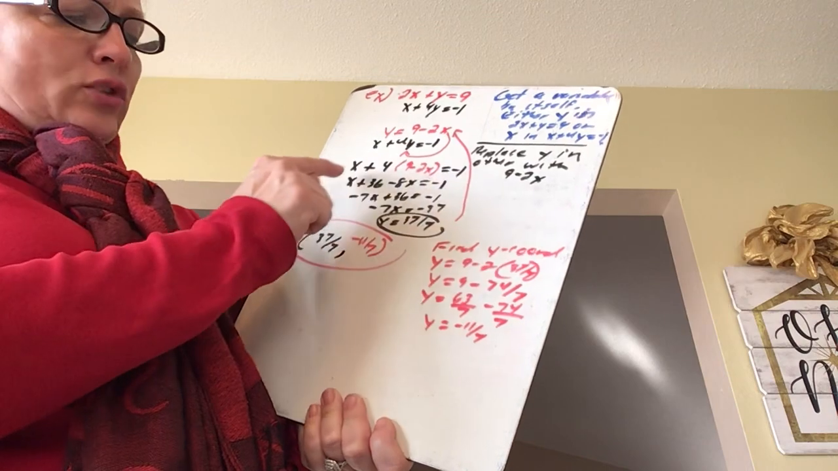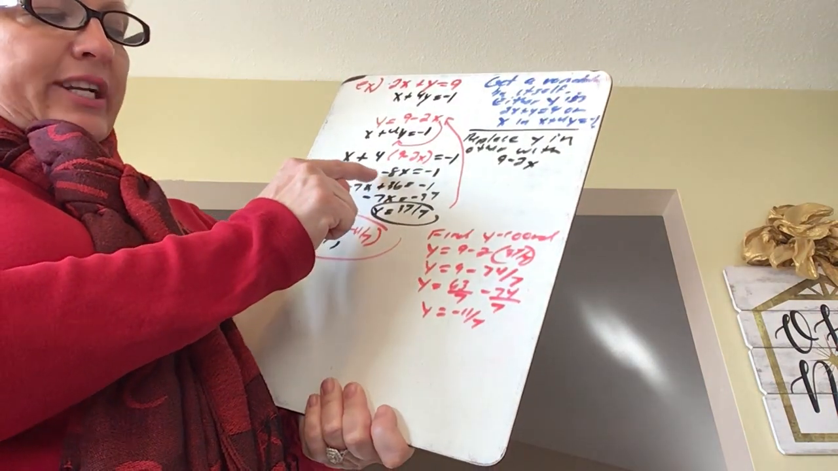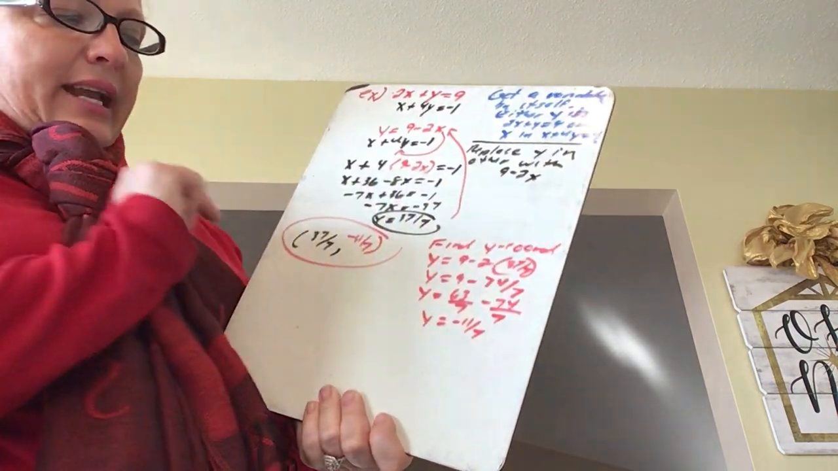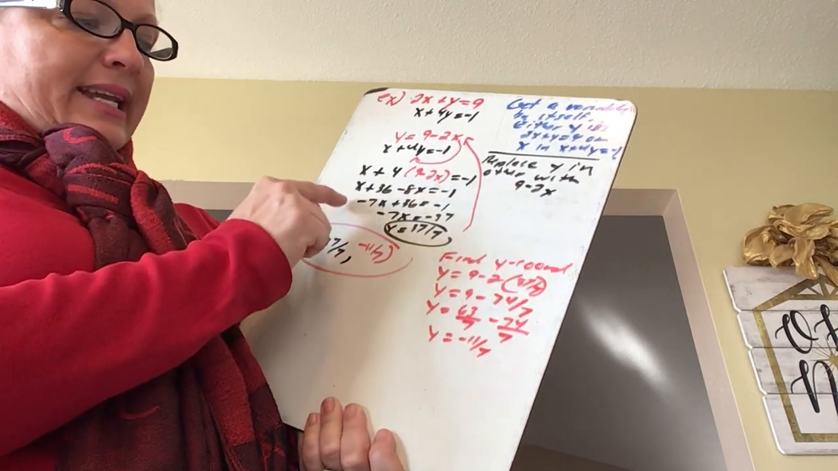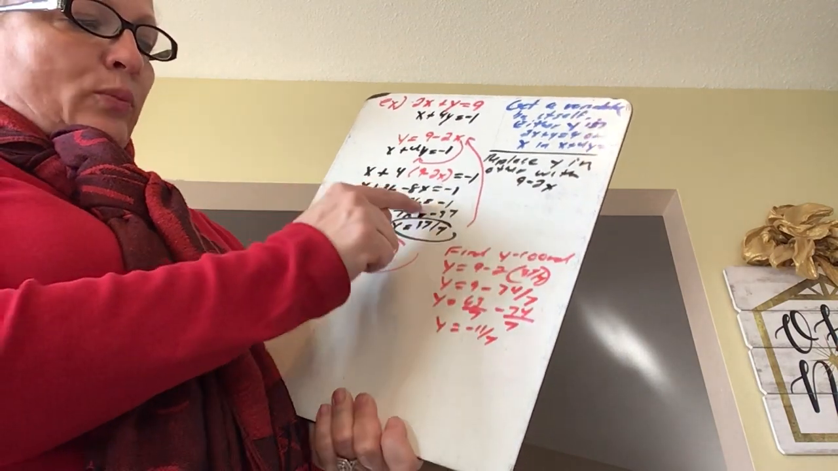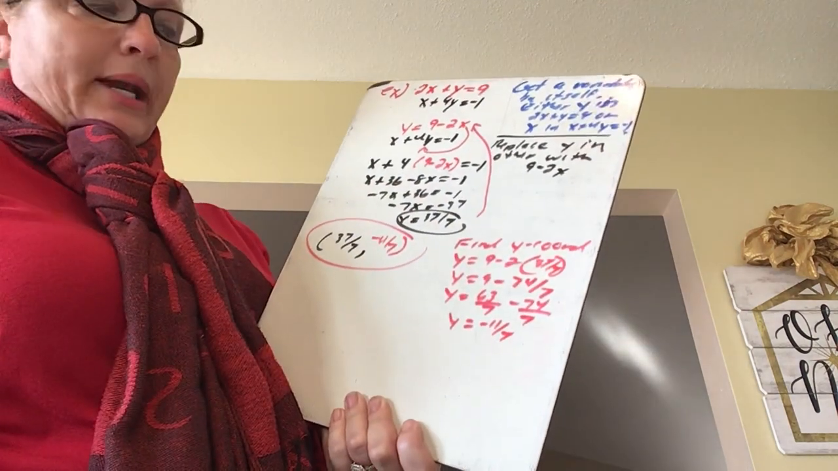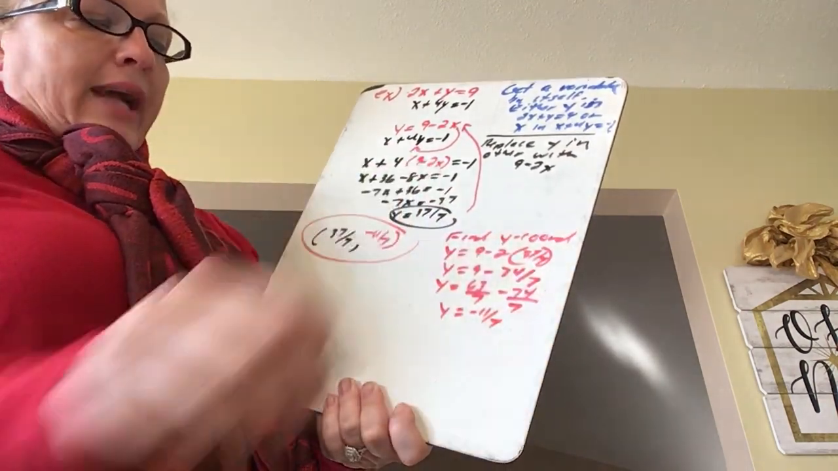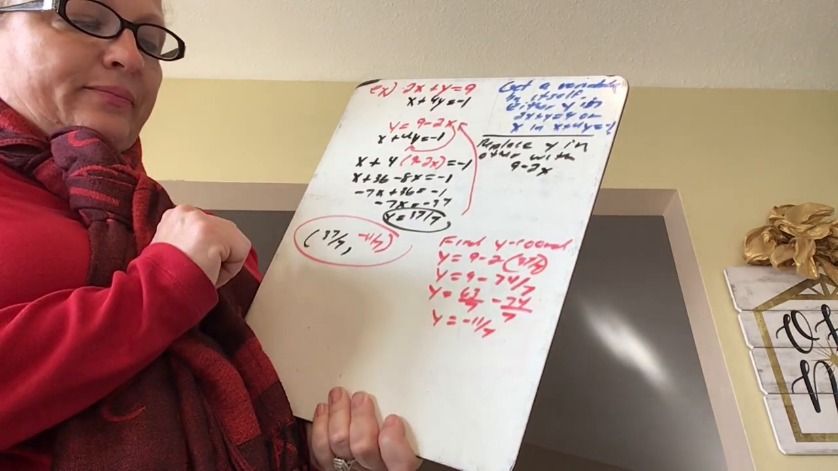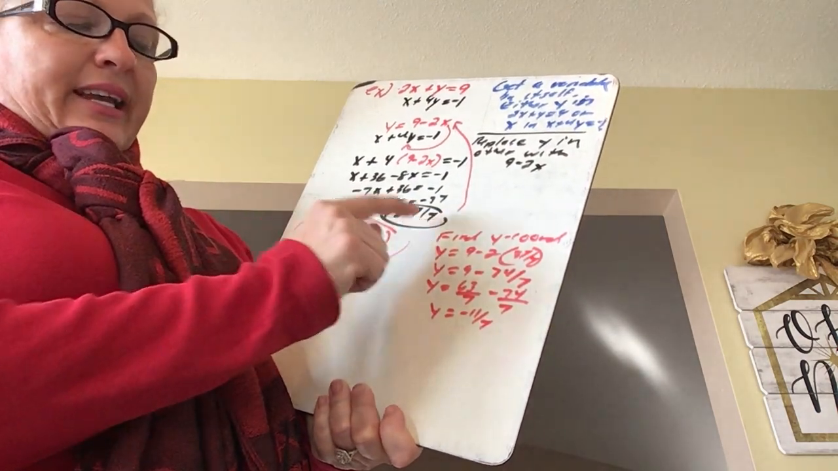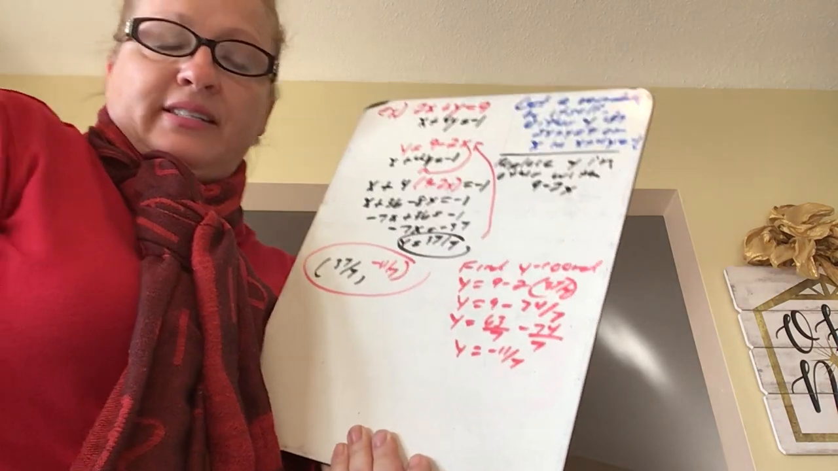So I'm going to distribute. I have x plus 36 minus 8x equals negative 1. I'm going to put my like terms together. x minus 8x is negative 7x, plus 36 equals negative 1. I'm going to subtract 36, which gives me negative 37. And then I'm going to divide by negative 7, and I have 37 sevenths.